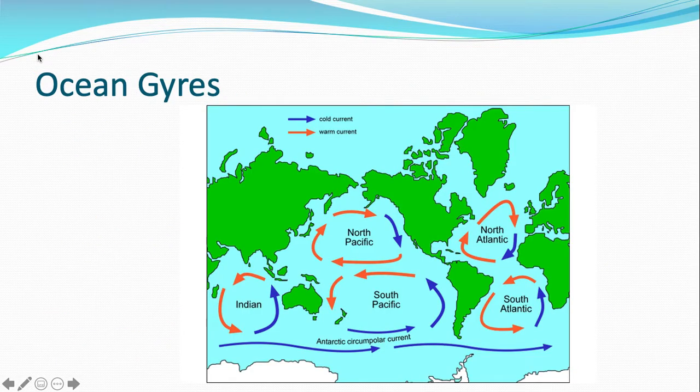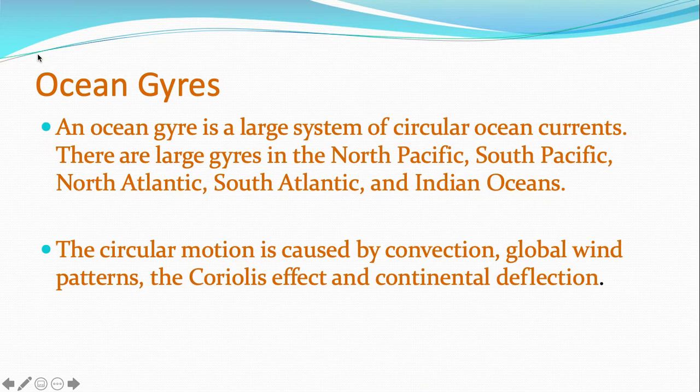And these curving currents create something called ocean gyres. You can see there's a gyre in every ocean, sometimes more than one. An ocean gyre is a large system of circular ocean currents. There are large gyres in the North Pacific, South Pacific, North Atlantic, South Atlantic, and Indian Oceans. The circular motion is caused by convection, global wind patterns, the Coriolis effect, and continental deflection.